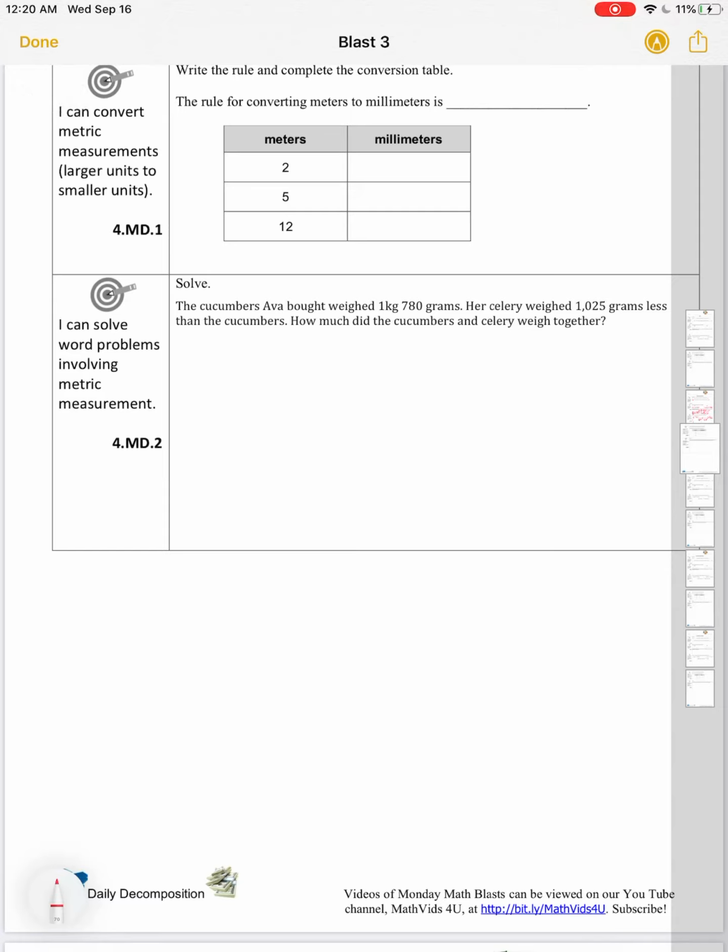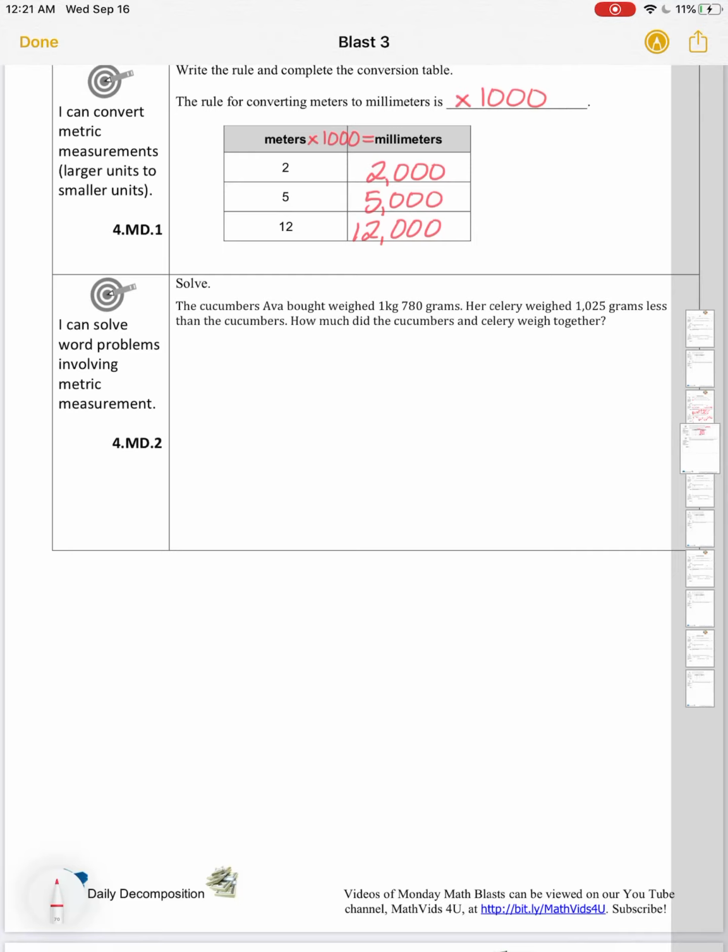I can convert metric measurements, larger units to smaller units. Write the rule and complete the conversion table. The rule for converting meters to millimeters is times 1,000. So I'm going to put my equation here. Meters times 1,000 equals millimeters. 2 meters times 1,000 is 2,000 millimeters. 5 meters times 1,000 is 5,000 millimeters. 12 meters times 1,000 is 12,000 millimeters.